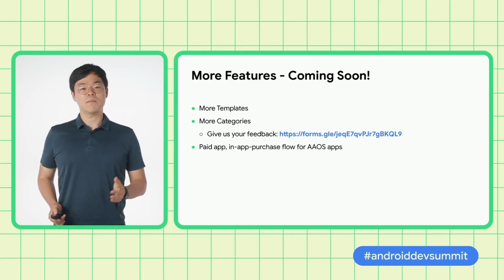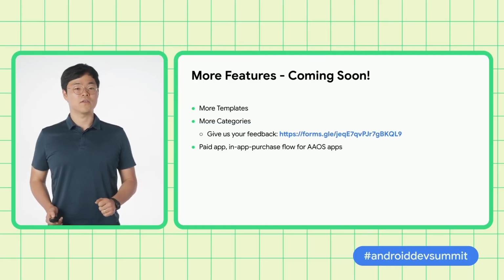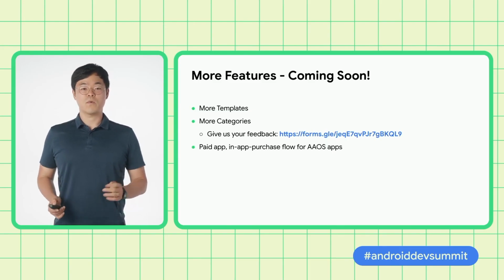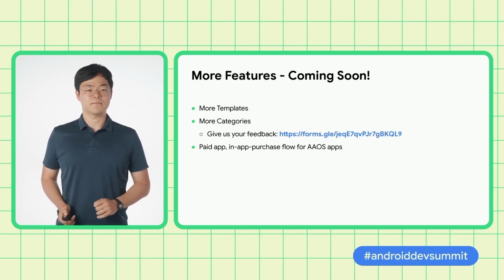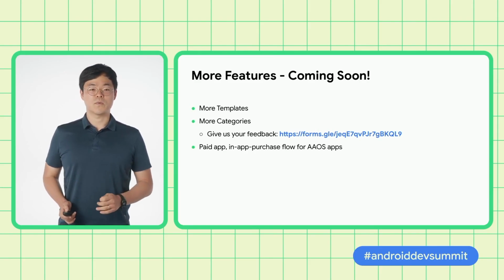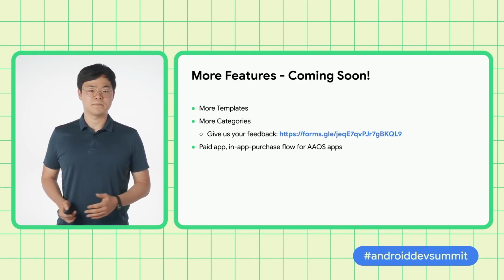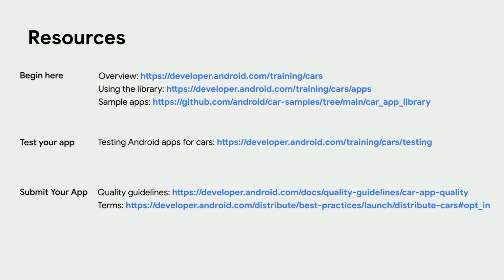I hope you will feel confident about building car apps and reaching out to millions of users on the road that need your app. To help you make great apps, we are working hard to add more templates and categories. We're also working on paid app and in-app purchase flows for Automotive OS car apps. Please reach out to us and let us know what you would like to see in the car app library in the future. Lastly, here are resources that contain more comprehensive and detailed information about building a car app.